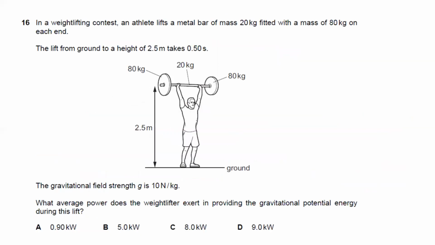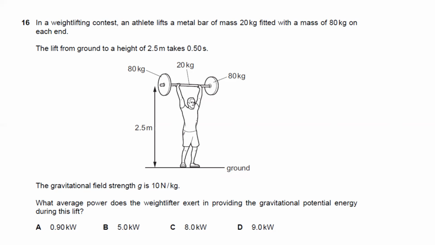Then question 16, it says, in a weightlifting contest, an athlete lifts a metal bar of mass 20 kg fitted with a mass of 80 kg on each end. The lift from the ground to a height of 2.5 meters takes 0.5 seconds. The gravitational field strength is 10 Newton per kg. What is the average power the weightlifter exerts in providing gravitational potential energy to this lift?